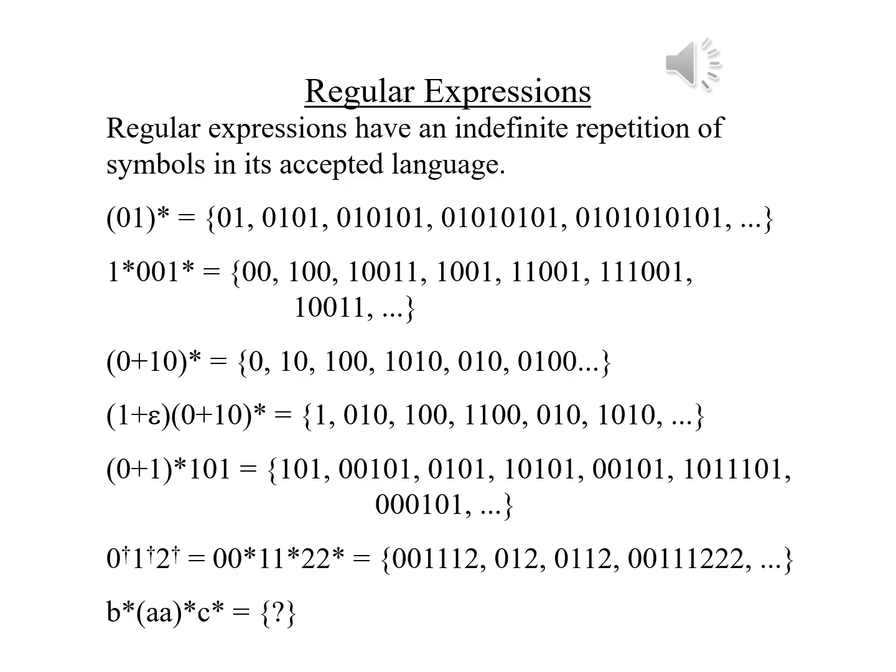B asterisk, in parentheses AA, followed by an asterisk, C, means that I can have, for example, nothing. I can have B. I can have BBB, or however many B's I want. I can have however many B's I want followed by AA, or however many occurrences of AA I want, followed by however many occurrences of C that I want.